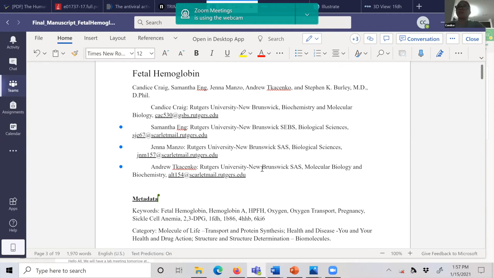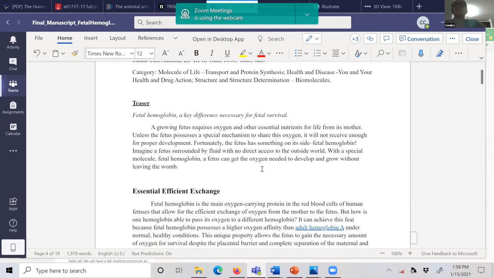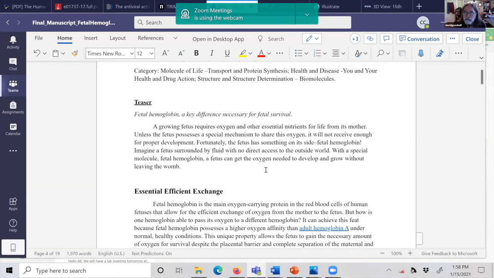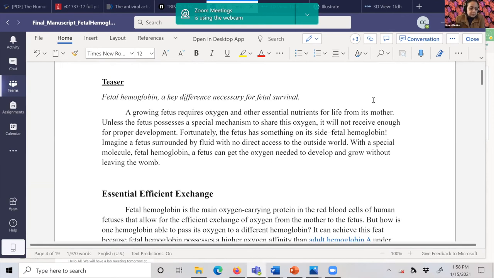Okay, so we are discussing red blood cells. Our topic is hemoglobin, and he's going to go ahead and start us off with our teaser. Can you make that a little bit bigger, please? Better? Yep. Much better, thanks.